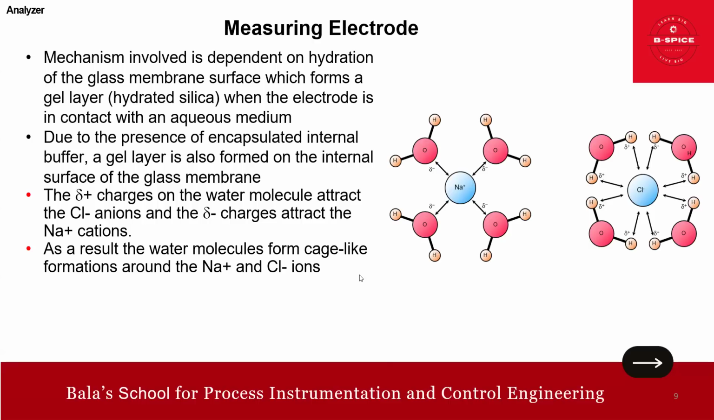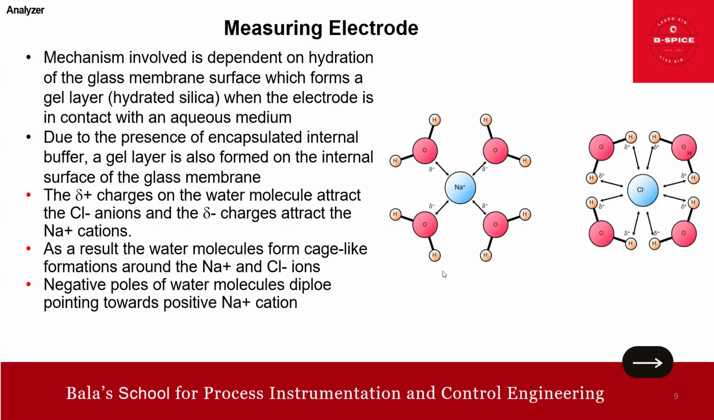As a result of this, the water molecules form a cage-like formation around the Na plus and Cl minus. The negative poles of the water molecules' dipoles point towards the Na plus cation, and the positive poles of the water molecules point towards the Cl minus. You're clear, friends? So you see this is the negative and this is the positive, right?